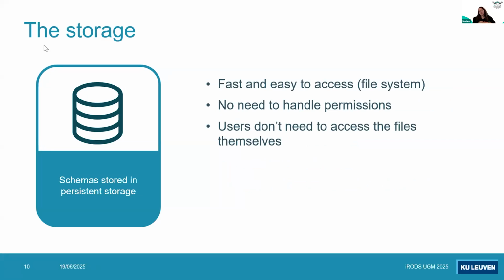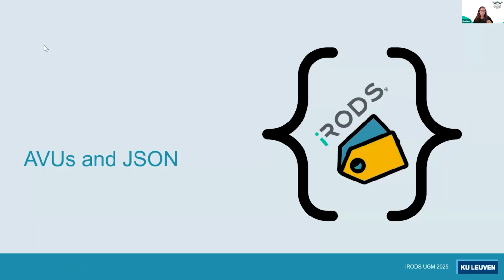And the easiest way to store them for now was in the file system where the portal was hosted. So then users don't have to handle permissions. They don't have access to the files themselves. Everyone can create forms and that's it, and everything is done via the portal. So that worked for us. It was also very fast, faster than accessing files from iRODS in this case. So that's how we started.